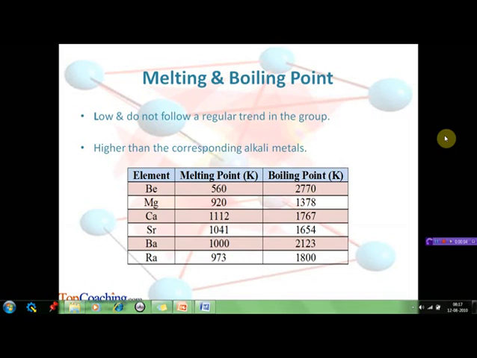Melting and boiling points of the alkaline earth metals. They are low and do not follow a regular trend in the group, as we can see in this table. These are the values of the melting point expressed in terms of Kelvin, and these are the values of boiling points expressed in terms of Kelvin. However, they are higher than the corresponding alkali metals' melting and boiling points due to closer packing and stronger metallic bonds in alkaline earth metals.